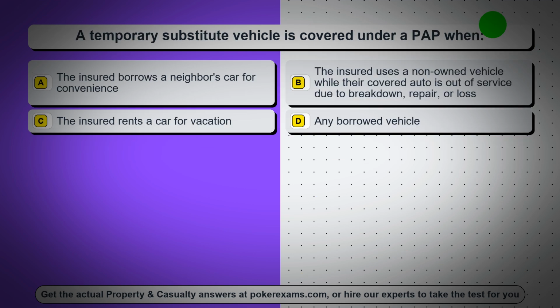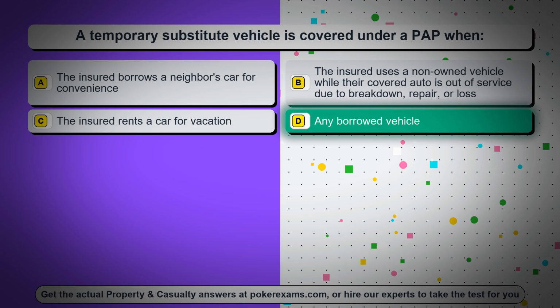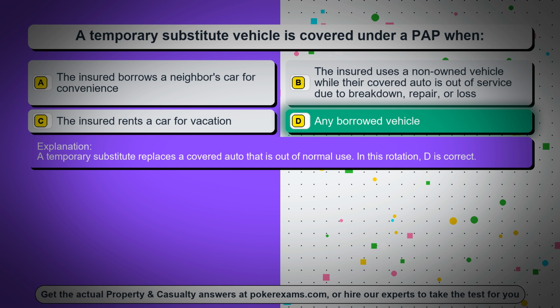Question 42. A temporary substitute vehicle is covered under a PAP when: option A, the insured borrows a neighbor's car for convenience. Option B, the insured uses a non-owned vehicle while their covered auto is out of service due to breakdown, repair, or loss. Option C, the insured rents a car for vacation. Option D, any borrowed vehicle. The correct answer is option D, any borrowed vehicle. A temporary substitute replaces a covered auto that is out of normal use. In this rotation, D is correct.